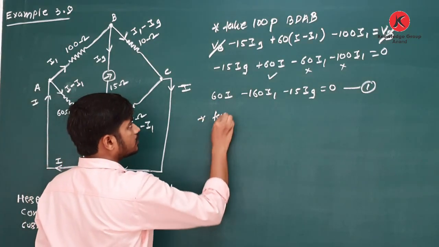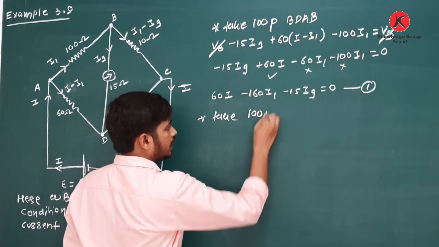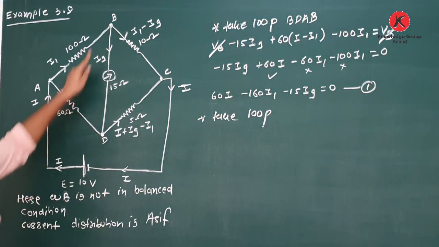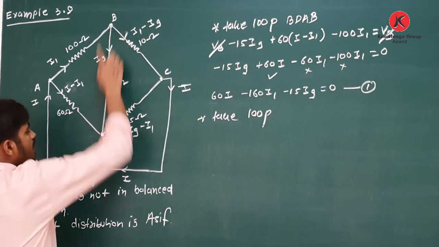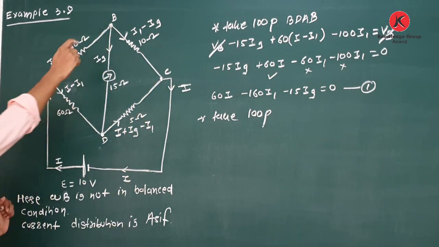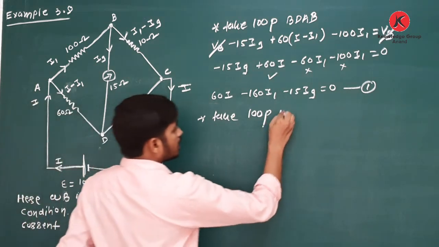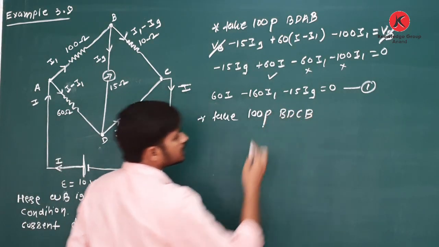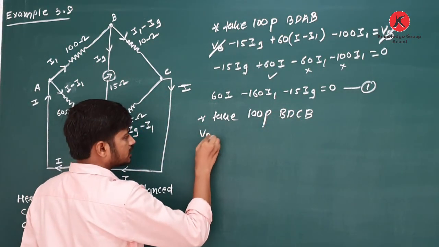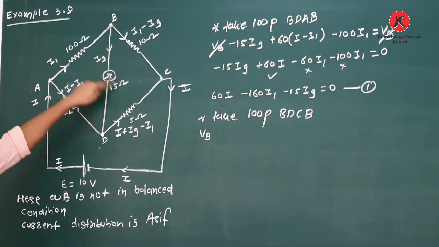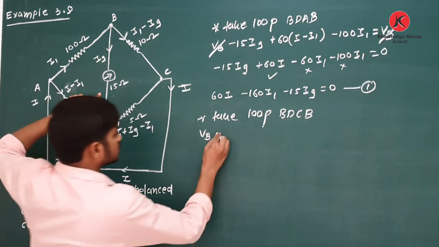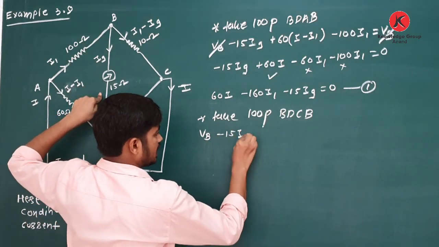Okay. Now you have to take a look. Take loop. First we considered the loop BDAB. Now we will consider the loop BDCB, another half. Starting from point B, so it is VB. Galvanometer, resistance 15 ohm, current Ig in direction. So it is minus 15 Ig.